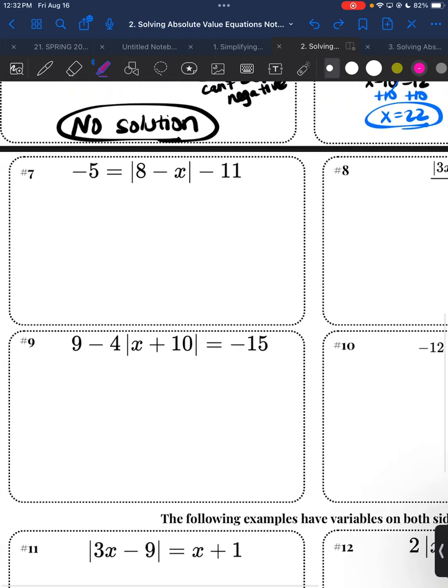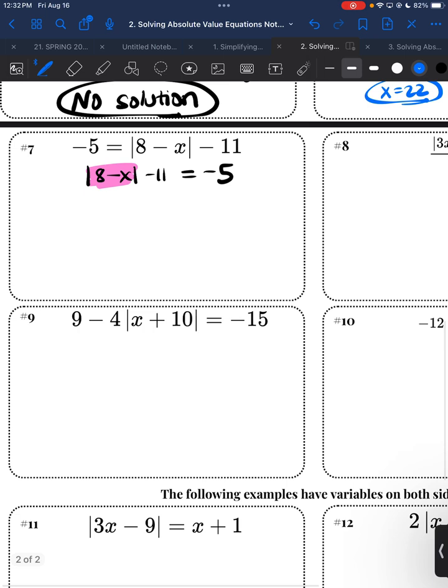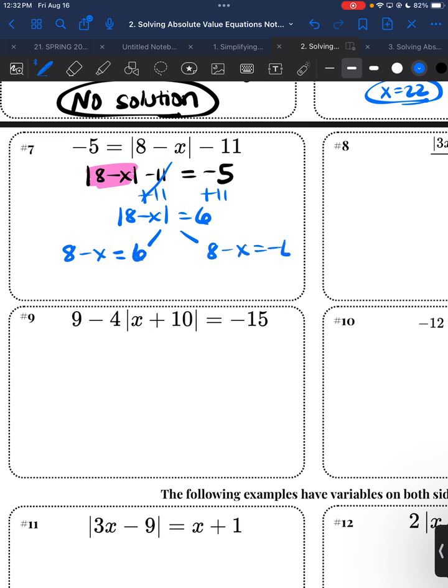So number 7. If it helps you to flip it, you can. I'll go ahead and do that, just so the absolute value is on the left. So I have to get this by itself, which means the 11, I need to add it. That gives me a 6. I'm going to split this in two. So I get 8 minus x is equal to 6, and then 8 minus x is equal to negative 6.